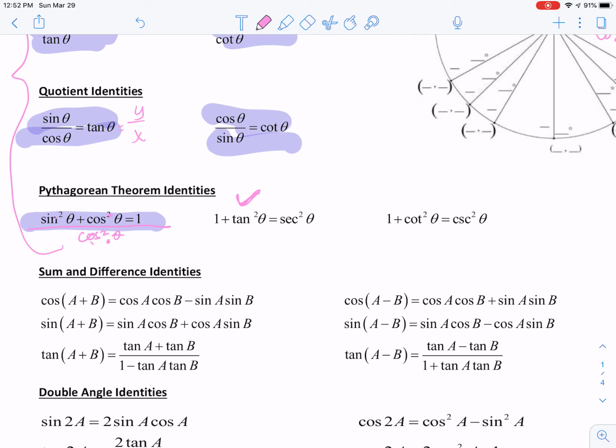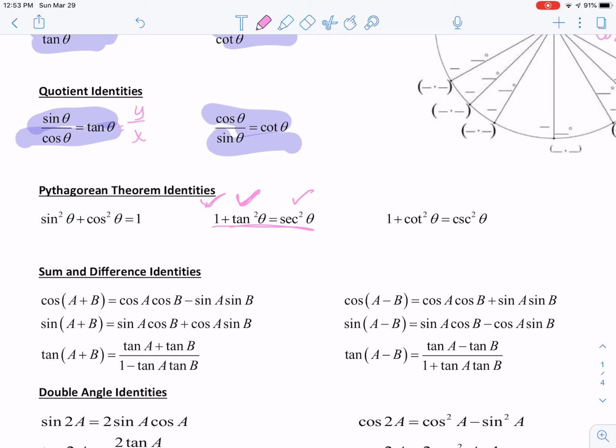Cosine squared over cosine squared is 1. And then 1 over cosine squared is secant squared. So if you divide each term separately here by cosine squared, you would get this middle one. And then if you divide each of the terms separately of this first guy by sine squared, that's what we do next.